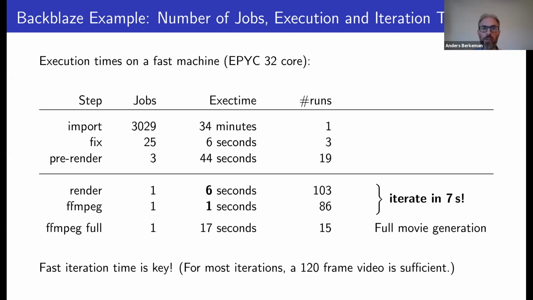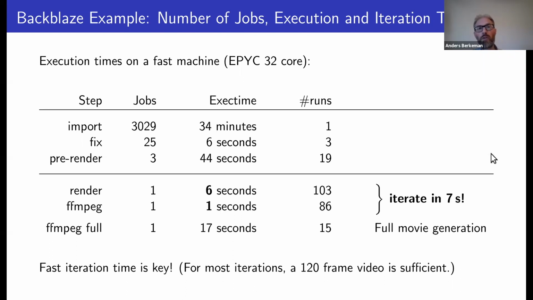Encoding all frames takes 17 seconds, since FFmpeg can only use a few CPUs. So we added a parameter that by default only generates 2 seconds of video. Then we're down to 1 second. So the total iteration time from changing the source code to having a new video to watch is only 7 seconds. As we all know, fast iteration is fundamental for the creative process. Being able to try out ideas in only a few seconds is a game changer.